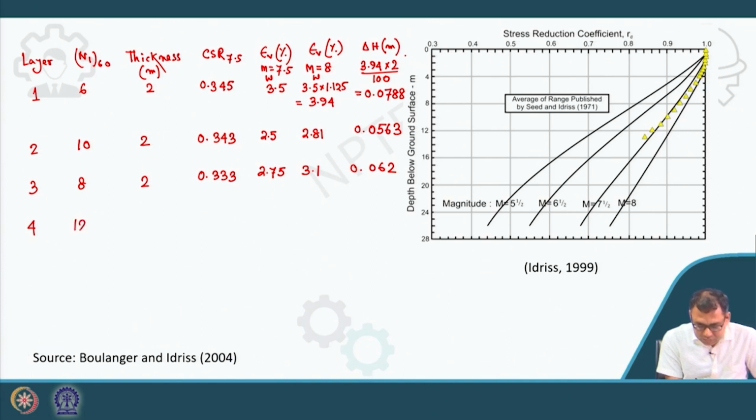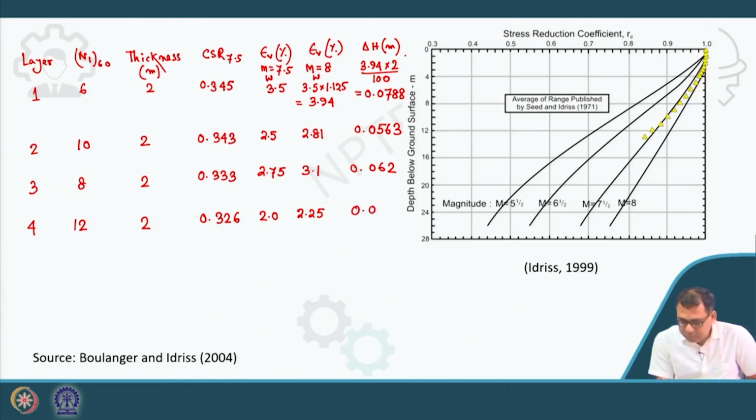For the fourth layer, N is 12, and 2 is the thickness. CSR is 0.326. This is 2 percentage. It will be less because the N value is high. So if I multiply it, I will get 2.25, and the settlement will be 0.045 meter.